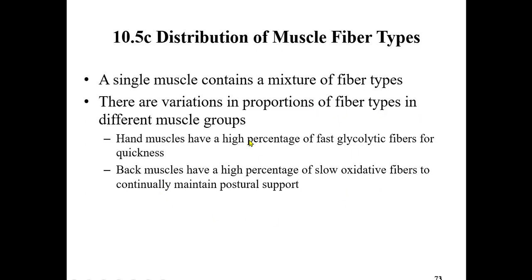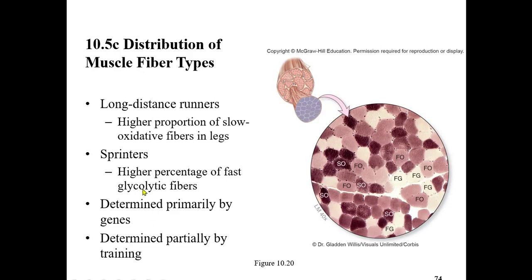Okay, I really don't care too much about this slide. I already told you that the proportion, whether you have more red or more white, or whether you have more slow or more fast, is going to be determined based on genetics. And there it says it right there at the bottom. I've also given you this information in my comment a moment ago. Long distance marathon runners tend to have more slow. Sprinters and bodybuilders tend to have more fast. It's determined primarily by genetics, in some way by training, but primarily by genetics. It is scattered throughout. Next slide.